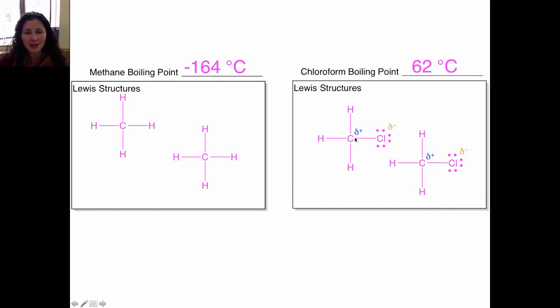I could also represent the polarity of this bond with a dipole moment arrow in the direction of the more electronegative element, chlorine. This is a polar molecule, and the most important attractive force is a dipole-dipole interaction. It's an attraction between the partially negative chlorine atom of one molecule and the partially positive carbon atom of another molecule.